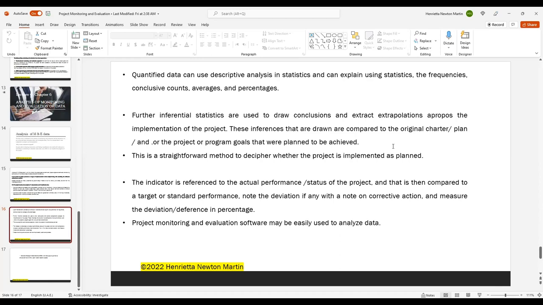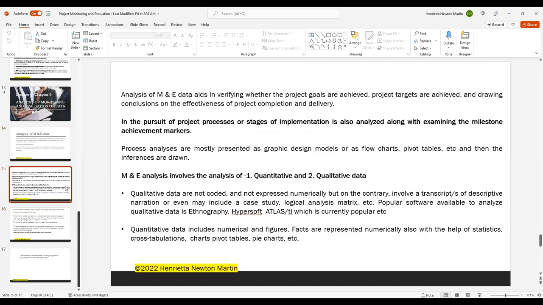So next is project monitoring and evaluation software, which may be easily used to analyze it. For all this work of monitoring and evaluation, for the analysis part, to analyze the data, there are various software packages available that can be used. For example, for qualitative data, the software normally used is Ethnograph, HyperRESEARCH, and Atlas.ti, and this last one, Atlas.ti, is currently popular.